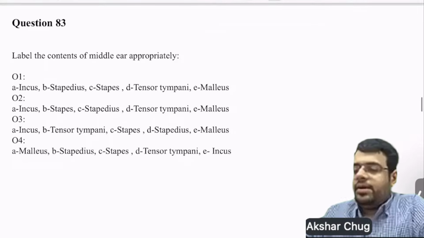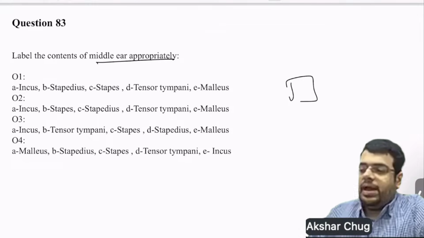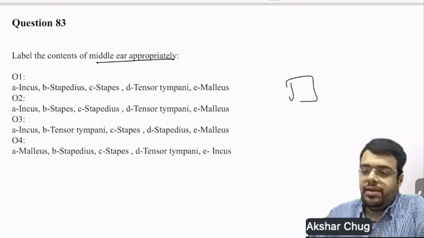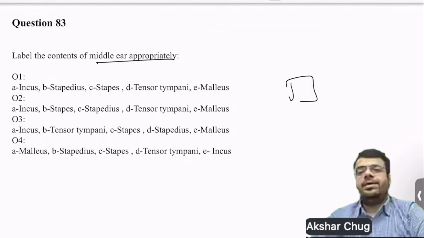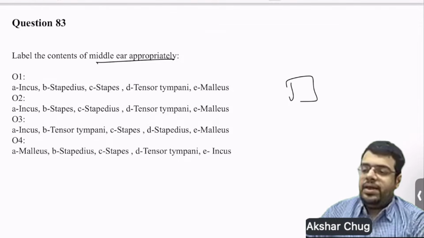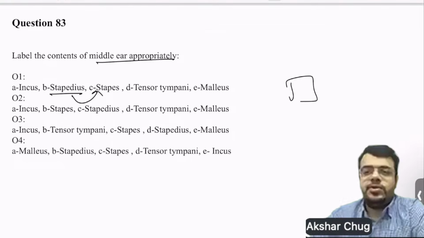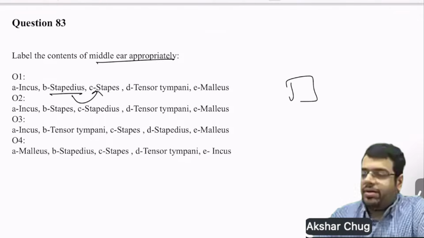Label the contents of the middle ear appropriately. Again, an image was given and we had to just label the bones, and it was quite an easy image. You could have easily solved it. Just one thing, that stapedius always goes with stapes. So from that, we could eliminate the rest of the 3 options and arrive at the right answer.